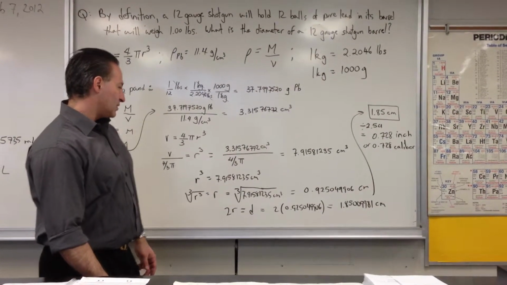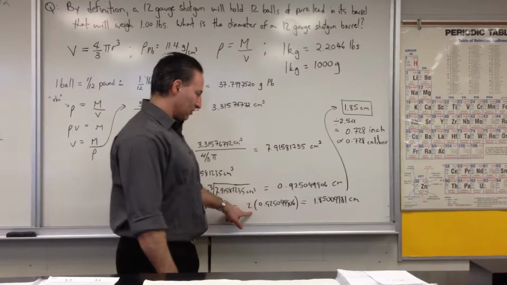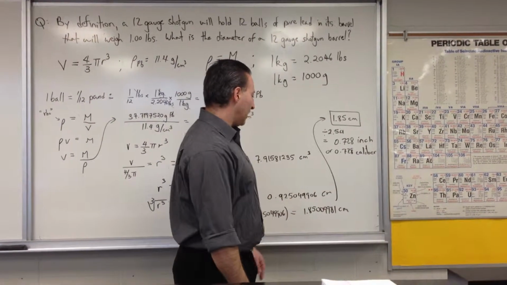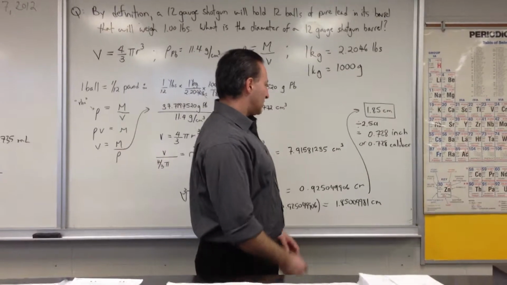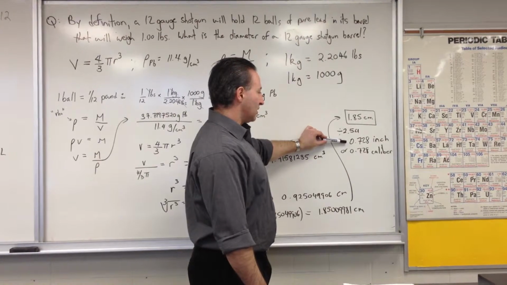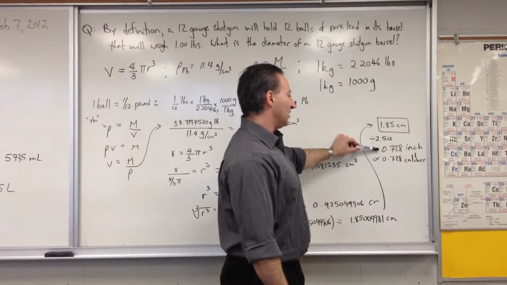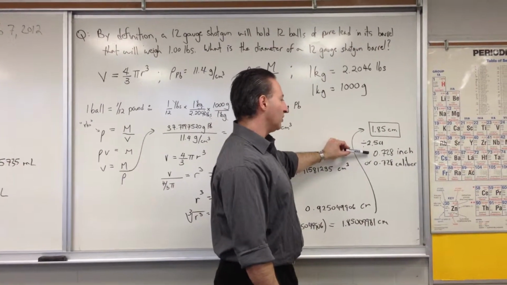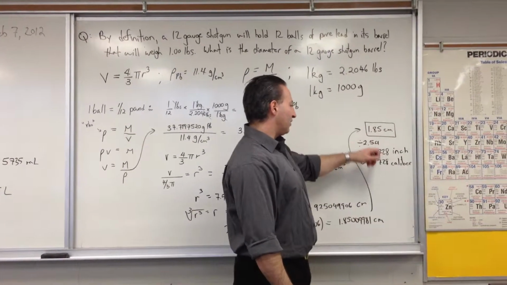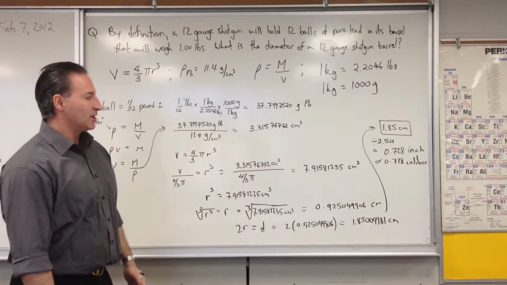If we double the radius, we get the diameter. So the diameter of the lead ball that would barely fit into the bore of a 12 gauge shotgun is 2 times 0.92, or 1.85 centimeters. And then one last step, we can find out how many inches that equals, because typically rifle calibers are described in inches. So a 50 caliber rifle means that the bore is ½ an inch in size. So a 12 gauge shotgun has a .728 inch bore, or it's .728 caliber.